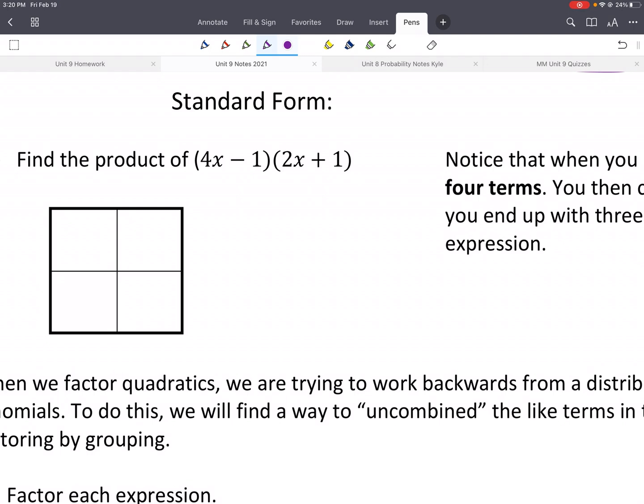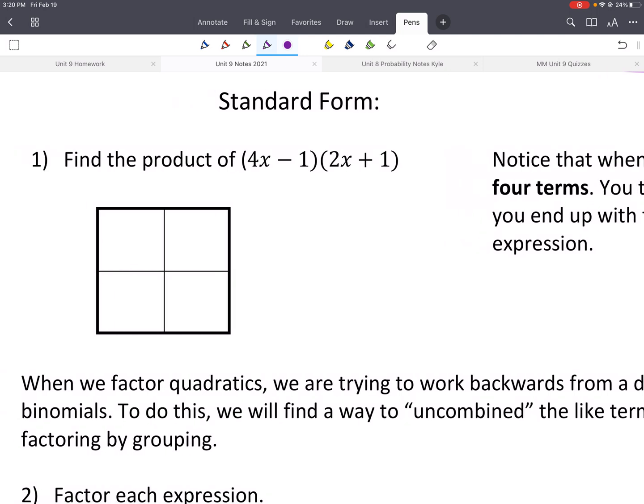So if we wanted to distribute two binomials, one way we could do it is using a box method, or you could do foiling. If we were to FOIL, we'd get 8x squared, and then we'd multiply to the next one like that, and we'd get a positive 4x. And then we'd multiply the inside terms, we'd get a negative 2x. And then we would get a negative 1. So again, it's all just multiplication, multiplying everything together.